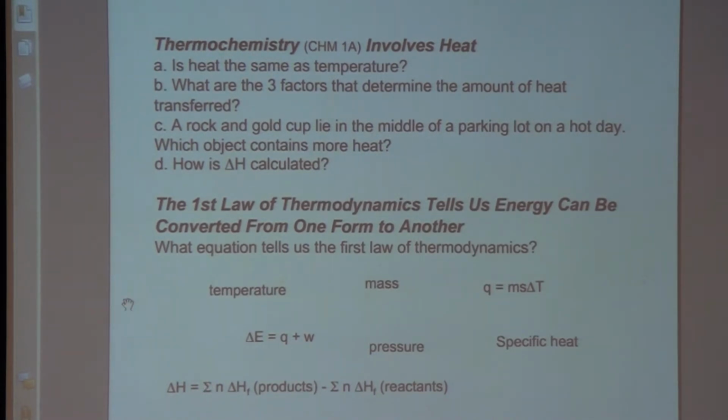So the first law of thermodynamics is either going to be this equation or that equation. Yeah, so the first law is represented by this equation here. So this equation tells that delta E, where E is the internal energy, is the energy inside atoms and molecules. That can be converted into either heat, which is Q, or work, which is W, or both. So this is what the first law tells us, that the energy inside atoms and molecules can be converted into either heat or work.